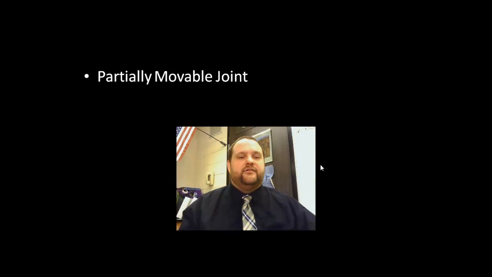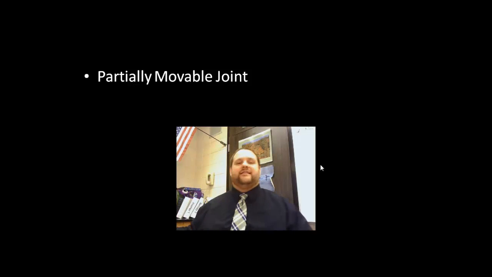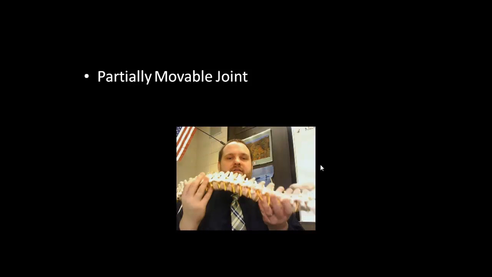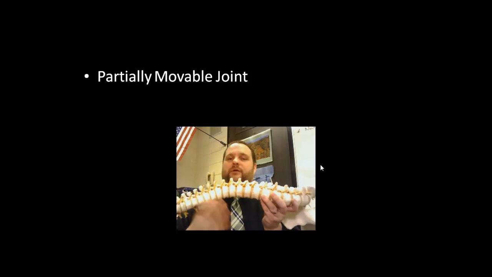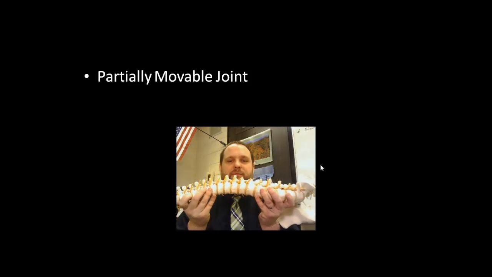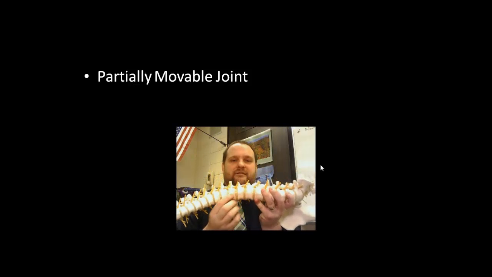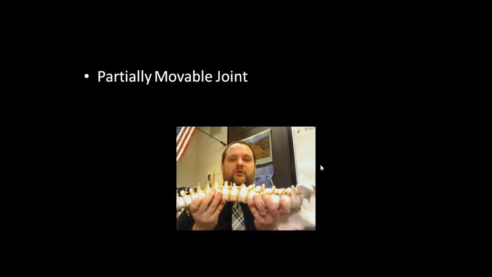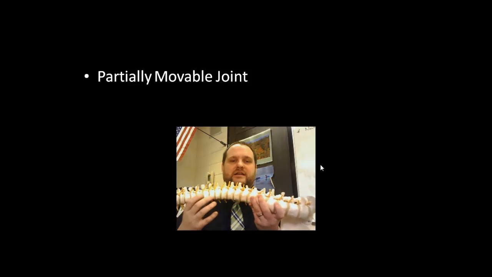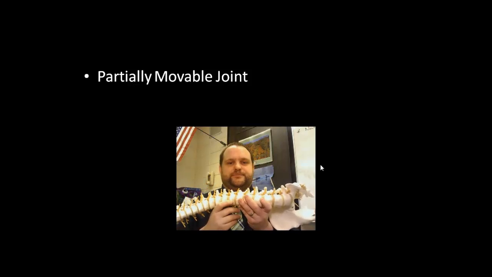Okay? Another type of joint is a partially movable joint. A great example of a partially movable joint is our spine. Our spine is not meant to have a great range of motion. It's not meant to move a lot, but it is meant to shift a little bit and to flex a little bit. So these joints here, these spaces in between these vertebrae, are what we call partially movable. They're not meant to have great ranges of motion, but they are meant to shift and move just a little bit. Okay?